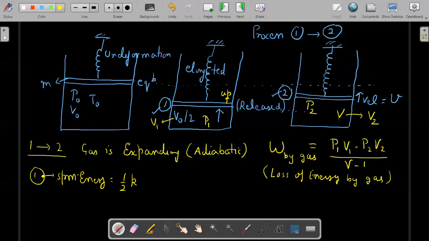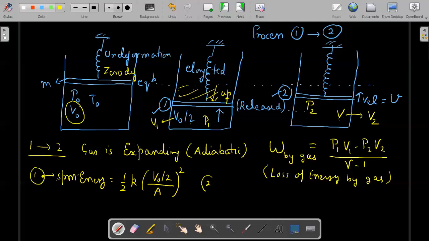Now, at the time of equilibrium, it was under zero deformation, and there the volume was V naught. It is then compressed up to the volume V naught by 2, which means the compression volume will be V naught by 2. So if you divide that volume by area capital A, you get this length by which spring is elongated. So this is the initial energy of a spring at point number 1.